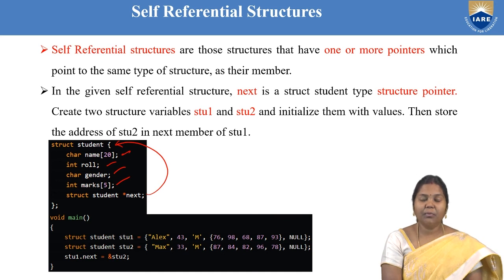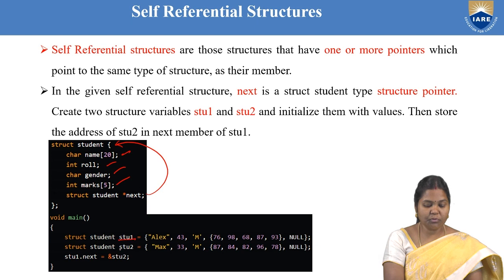Where one node is pointing to the other node and all the nodes are of the same structure type. So in this case, next is a structure pointer pointing to the same structure again. This concept is called a self-referential structure. Now let us see one example.